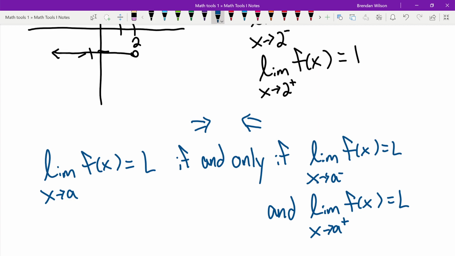So if you know the limit as x approaches a of f of x equals L, then that tells you that the one-sided limits are both equal to L. And if you know the one-sided limits are both equal to L, then that tells you that the limit overall is equal to L. So the one-sided limits need to be going to the same number in order for the limit to exist.